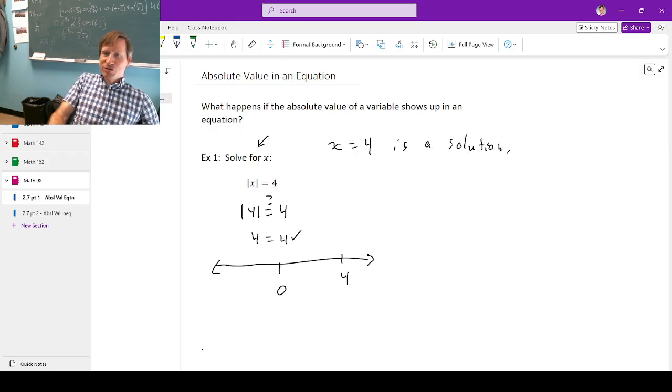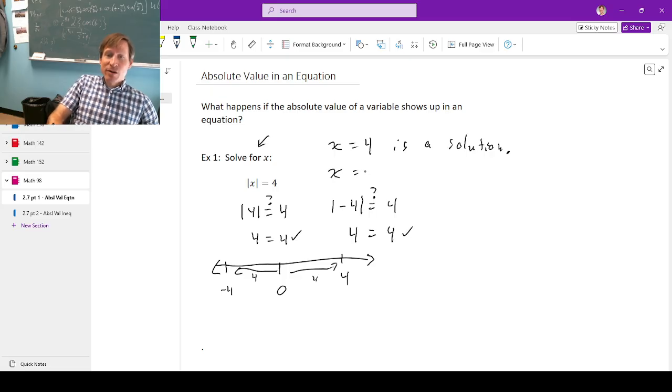Is that the only solution, though? Are there any other numbers whose absolute value is 4? Well, yeah, there is another number whose absolute value is 4, and that's negative 4 over here, right? Both 4 and negative 4 are 4 units away from 0. So let's just check that negative 4 is also a solution. If we plug negative 4 into this equation, absolute value of negative 4, is that equal to 4? Yes, because the absolute value of negative 4 is positive 4, and that is equal to 4. So x equals negative 4 is also a solution.